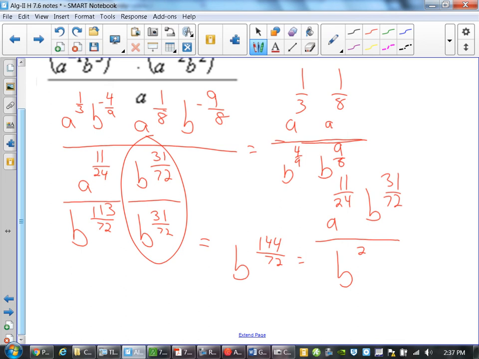Aren't you adding in the numerator? They're two different bases. I know, but should we put a plus? No, it's multiplying. Oh, it's multiplying? Yeah. So you multiply. That's fine.